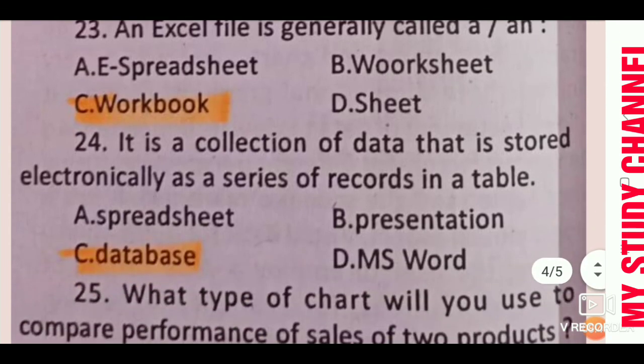Next question is it is a collection of data that is stored electronically as a series of records in a table. Here answer is database. Here answer is option C, that is database. Database is a collection of data that is stored electronically as a series of records in a table. So option C is the right answer.